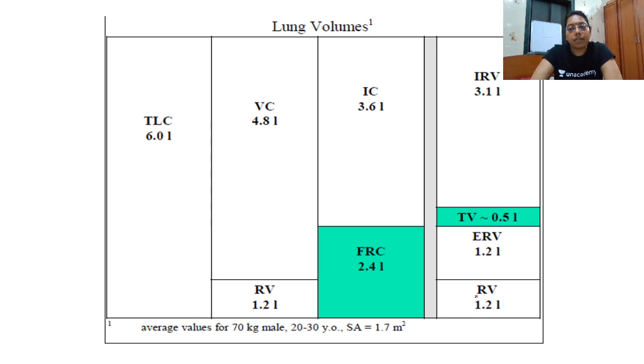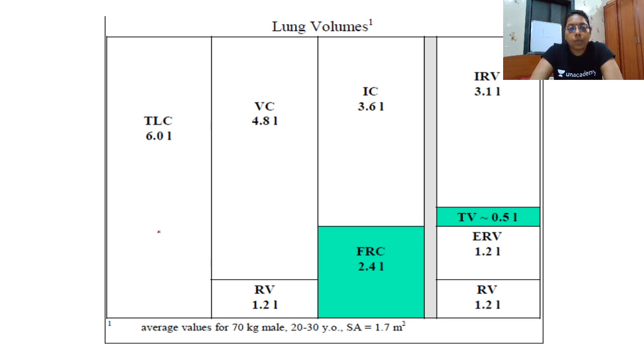And the volume of the air that remains in the lung in spite of forceful expiration is residual volume, which is again 1.2 liters. Combination of these two volumes becomes FRC, that is functional residual capacity, over and above which the lung is working, or the diaphragm contraction brings in 500 ml of fresh air. Combination of IRV plus tidal volume will give you inspiratory capacity, which is roughly 3.5 liters. Combination of inspiratory capacity and expiratory reserve volume will give you vital capacity. And combination of vital capacity along with residual volume will give you what is called total lung capacity.